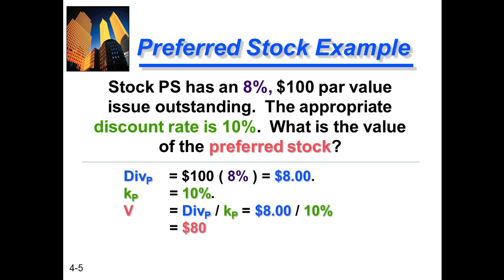So let's have an example. A preferred stock has an 8% dividend and $100 is the par value of the preferred stock. The appropriate discount rate is 10%. What is the value of the preferred stock? So the par value is $100, and 8% is the dividend, so it will become $8. So $8 divided by 0.1 will become $80. So $80 is the preferred stock's intrinsic value.